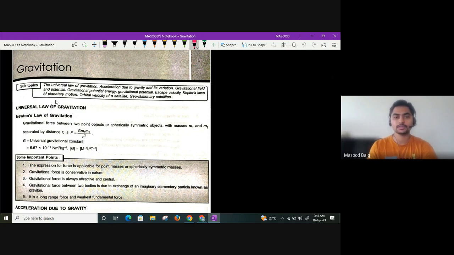It's the most important chapter. Definitely two questions will come from this chapter, guys. A maximum of three also can come. Two definitely will come. So let us first see the universal law of gravitation.